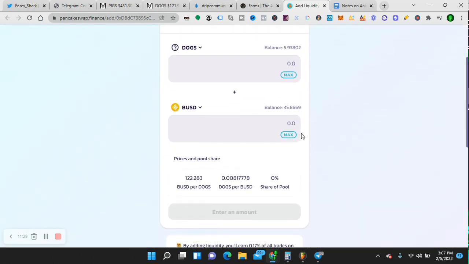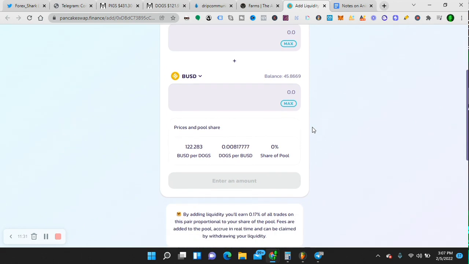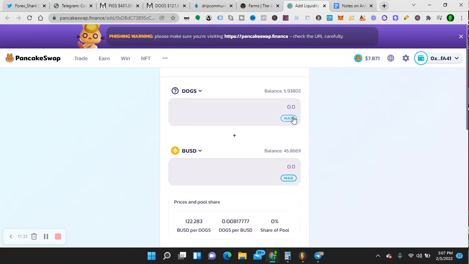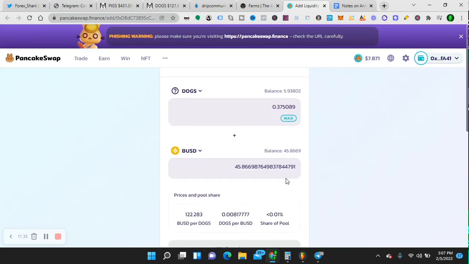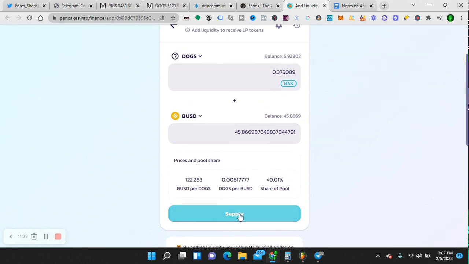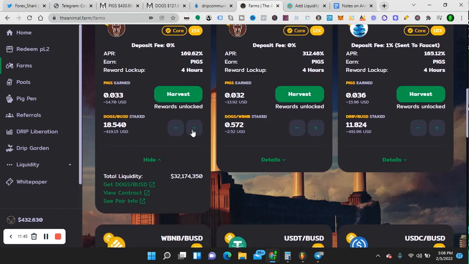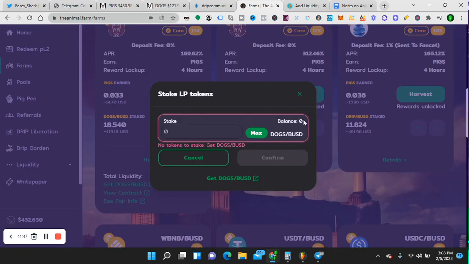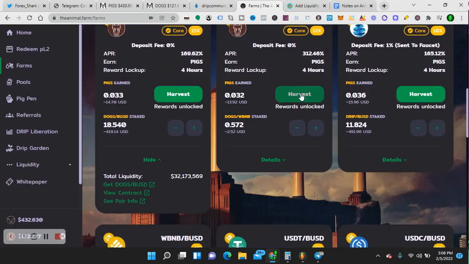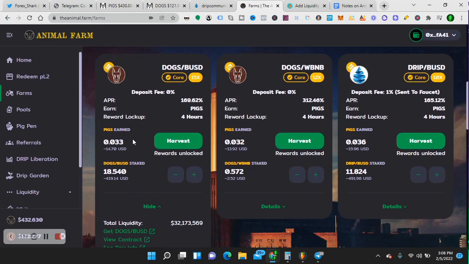And I know a lot of people are confused by these farms, so that's why I'm taking the time to do this. And then see, I got some Dogs. I got BUSD, the lesser amount, so I'll just put max. And then it puts an equal amount of Dogs with it. And then I would simply click supply. I would confirm it in my MetaMask. And then once I do that, I could come here. I could click plus, and then that balance will show here. I would click max. I would click confirm. I would confirm it. And then it would be right here. And then you'll be earning your yield on that daily.